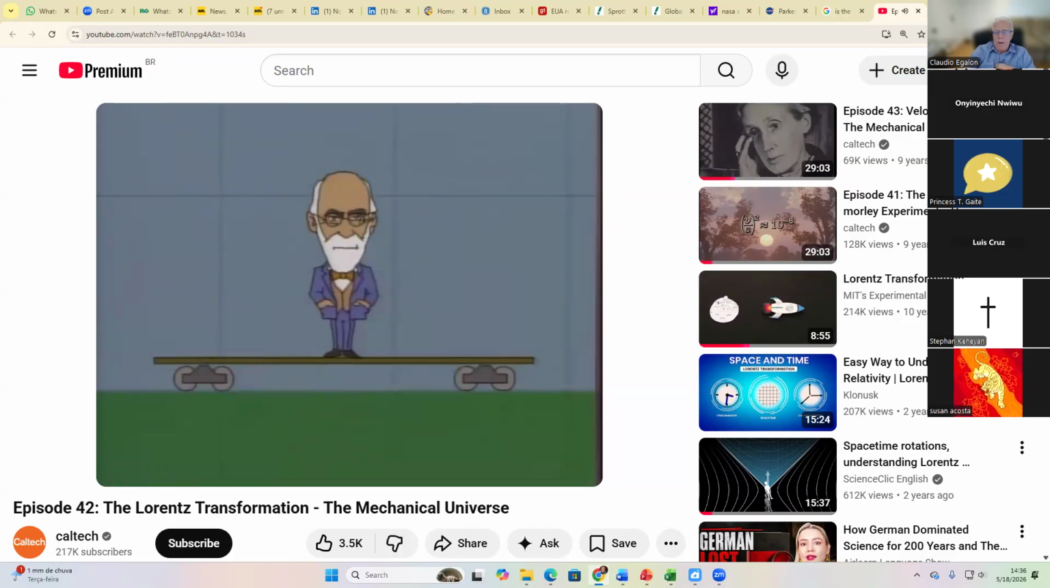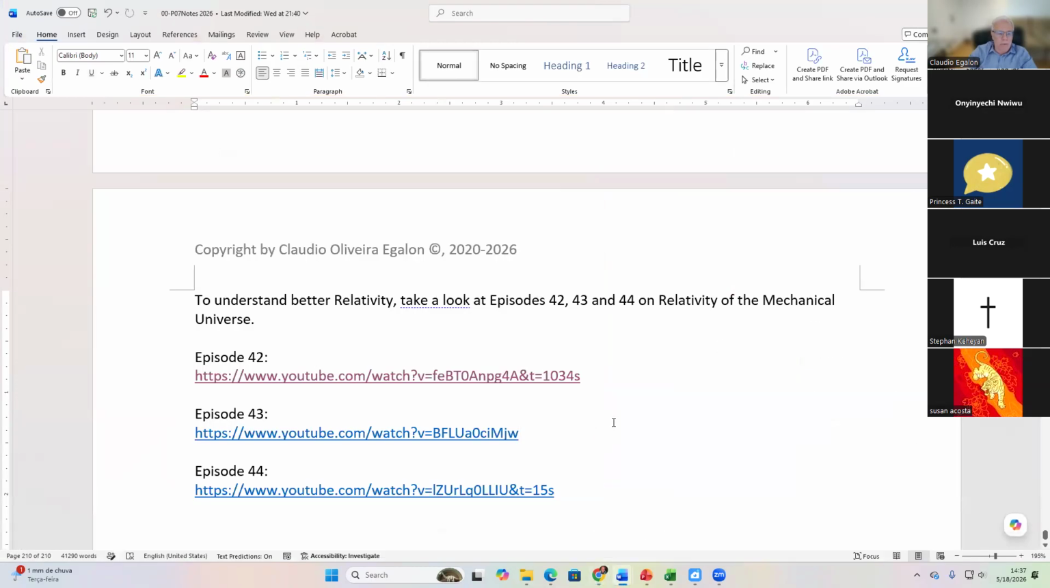That's a very good way of visualizing that events that are simultaneous in one referential are not necessarily simultaneous in the other referential. That's one of those funny consequences of special relativity. But take a look at those 3 episodes during your time there at home, when you're not doing anything. It gives a much better grasp of special relativity.